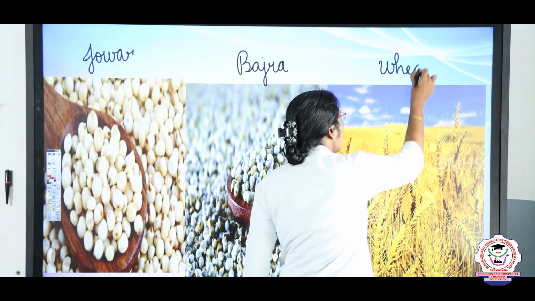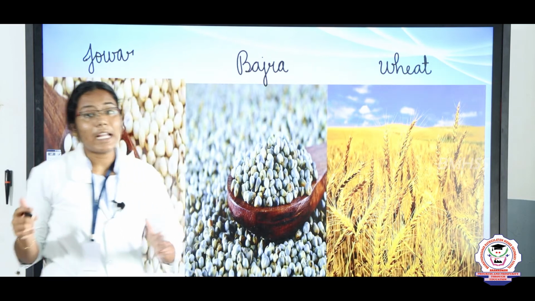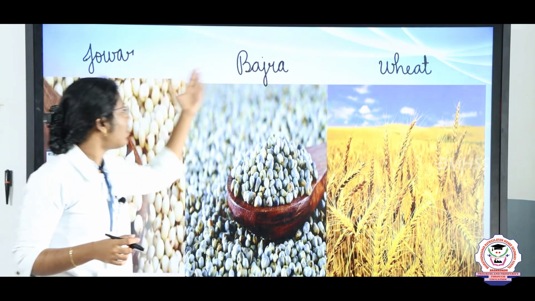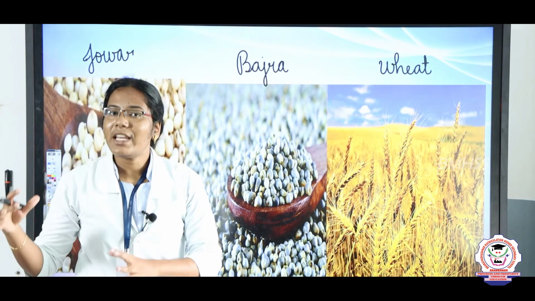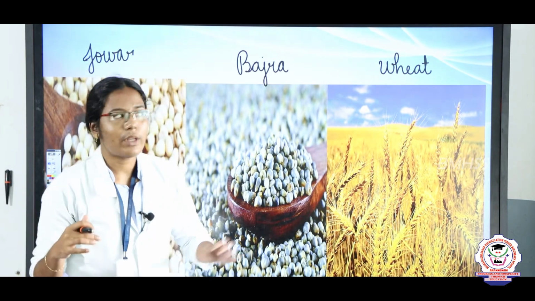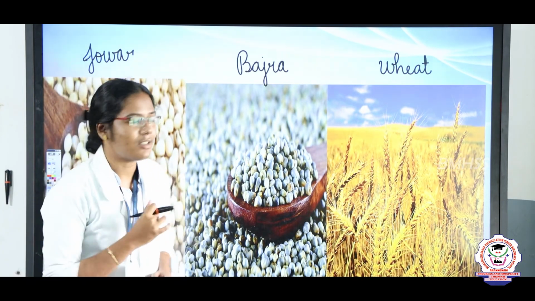The people who live in Rajasthan cultivate crops like jowar, bajra and wheat because these crops grow very well in dry areas. Okay, these crops are very rich in minerals as well as proteins.